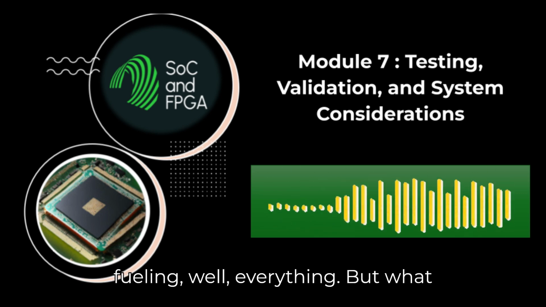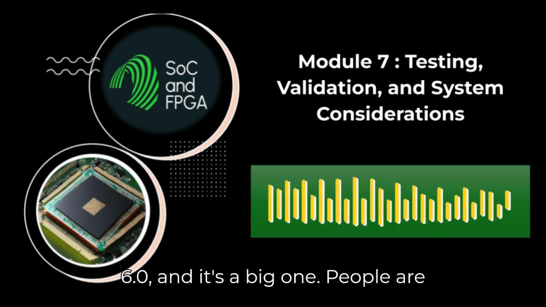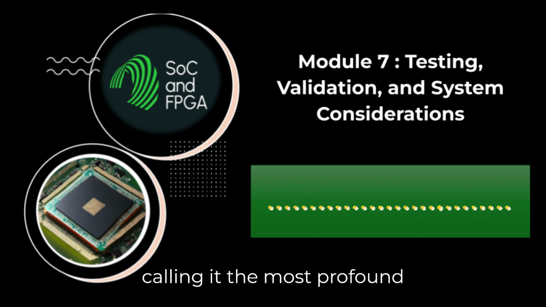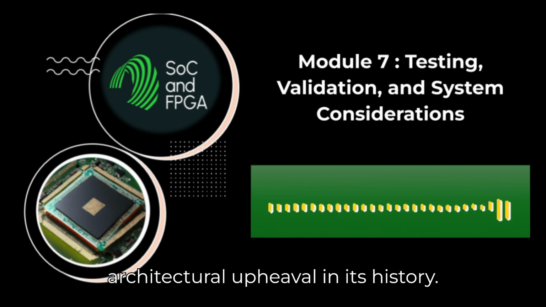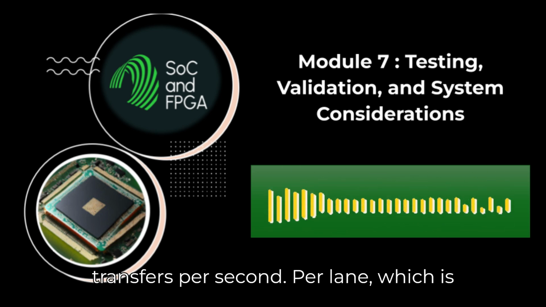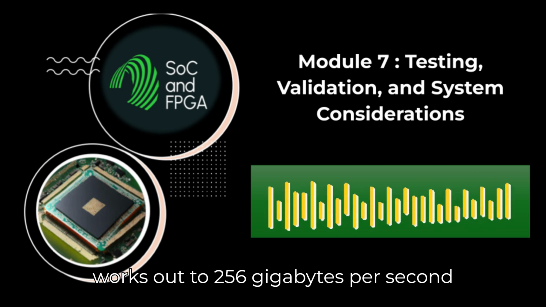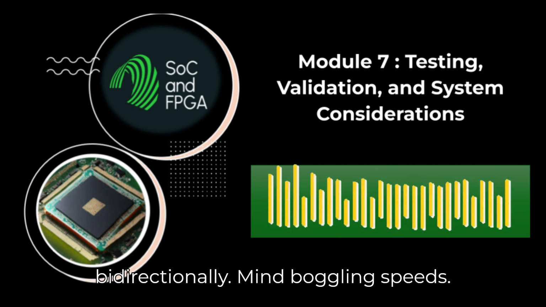But what we're getting into today, it's not just another speed bump. We're talking PCIe 6.0. And it's a big one. People are calling it the most profound architectural upheaval in its history. Seriously, we're talking 64 gigatransfers per second per lane. Which is just staggering. For a by-16 link, that works out to 256 gigabytes per second bidirectionally.